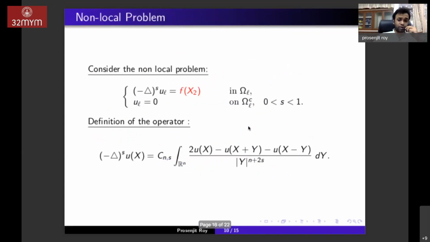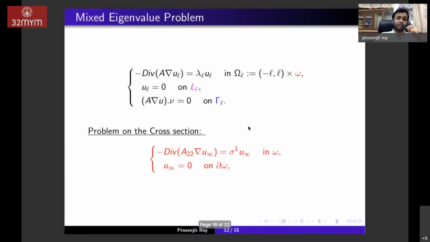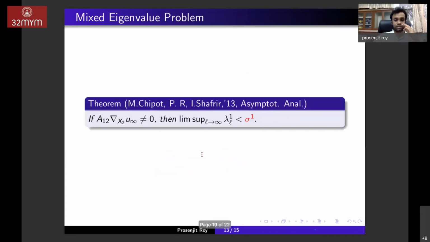So if someone does that and tries to analyze the solutions, the behavior of the eigenvalues, then we showed that it becomes independent of the problem of the cross section. So that's a surprising result that we got.